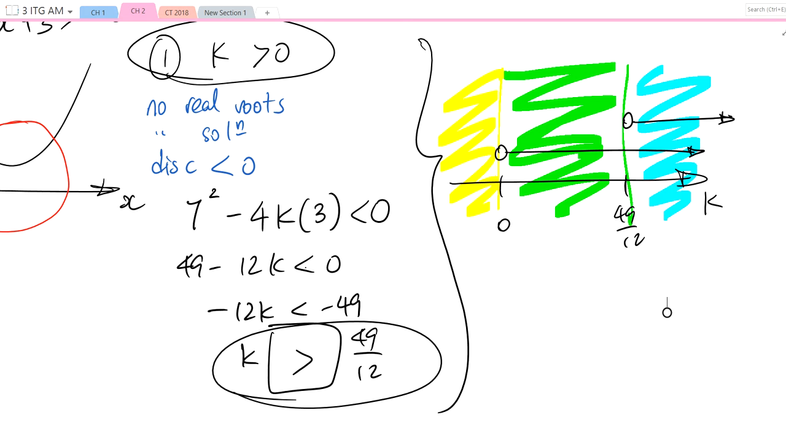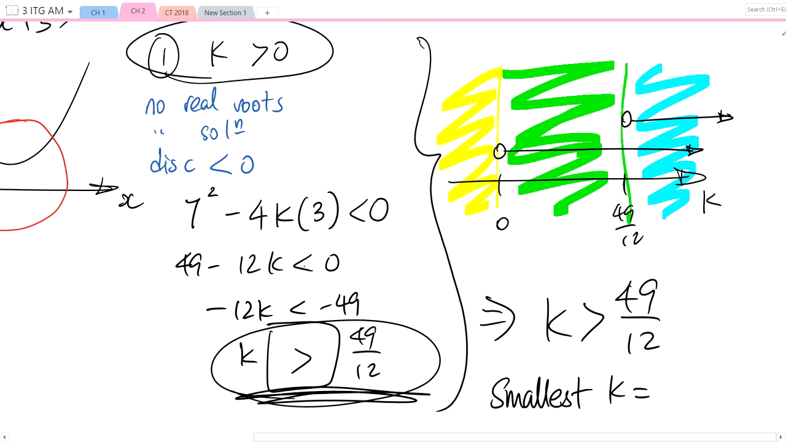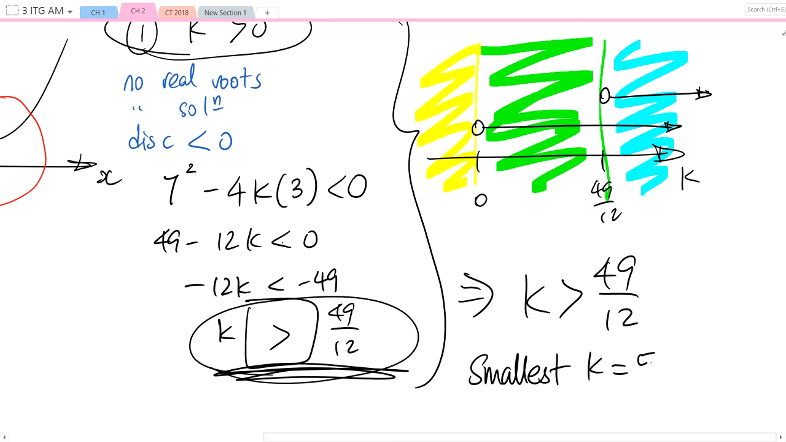The final answer is that K has to be more than 49 over 12, which happens to be this answer. Now they want the smallest possible value of K, an integer. So K smallest, K equals to, how much is this? 5.